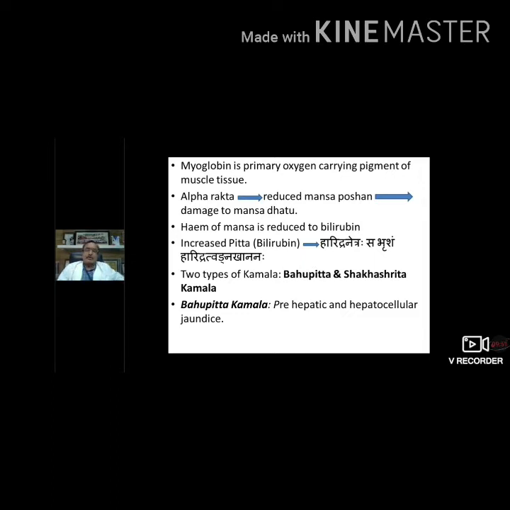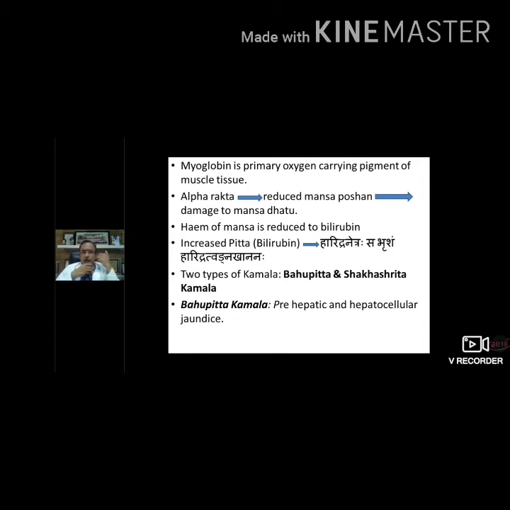We are always talking about Bahupitta, Koshthashrit and Shakhashrit kamla. In Bahupitta kamla, it is understood that the pitta is present in the koshtha, and Shakhashrit kamla means alpa pitta is present. Now, two nomenclatures: Bahupitta and alpa pitta, Bahupitta in the Koshthashrit and alpa pitta in Shakhashrit. So, what is the cause of Bahupitta kamla?